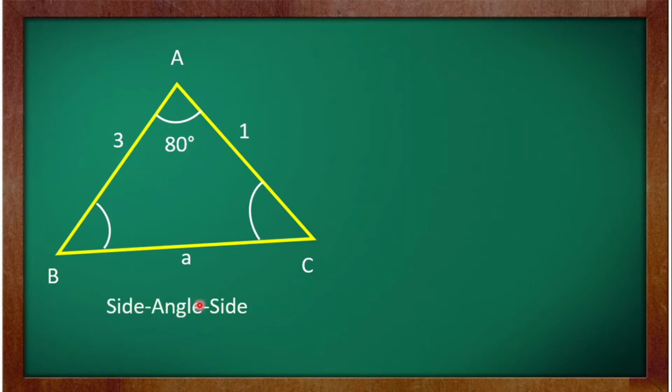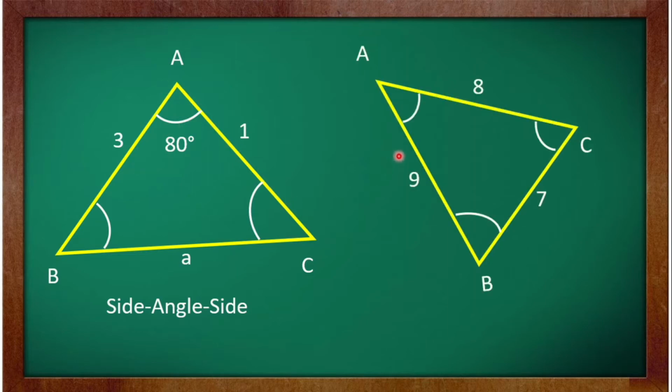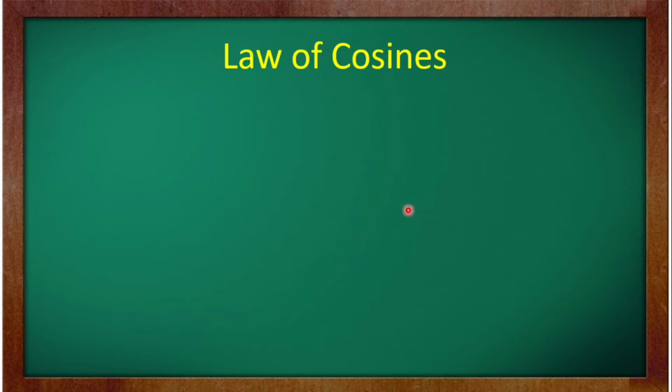So this is side angle side, yung angle ay included sa dalawang sides. And another triangle, yung given ay mga sides. So this is side side side. Hindi rin natin pwedeng gamitin yung law of sine because we don't have the values for the interior angles. So para masolve tong triangles na ganito yung mga given, we are going to use the law of cosines.